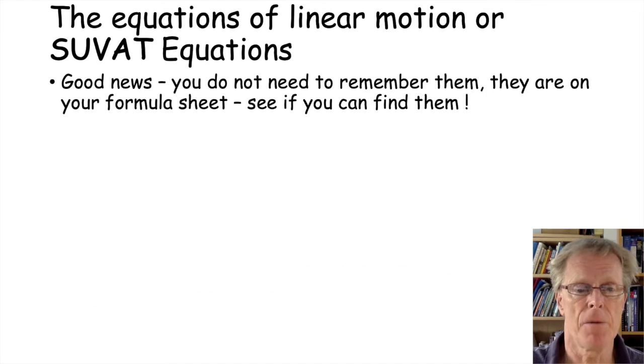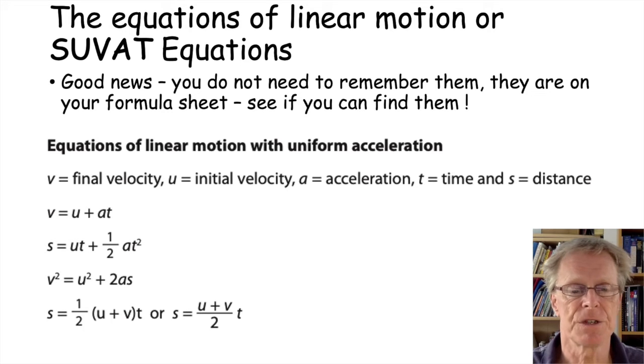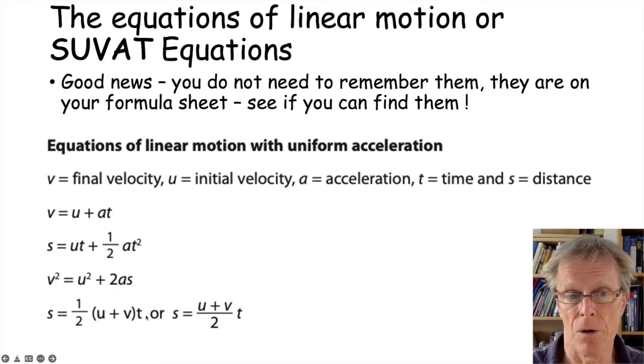So here they are, and I've got them on here. This is a straight copy of the information on the formula sheet. It does say equations of linear motion with uniform acceleration. It does remind you what V, U, A, T and S all stand for, so you don't even need to remember that. And these are the 4 equations here. This one we've already met in the last lesson. This one will be new to you, as is this one as well. And this one, S equals half U plus V times T, is one we saw last lesson as well. So these 2 here are the 2 new ones.